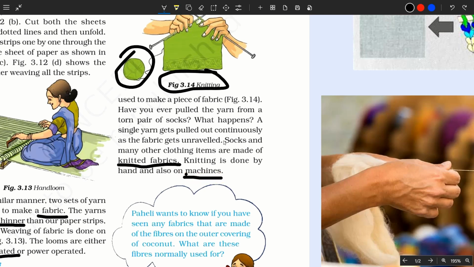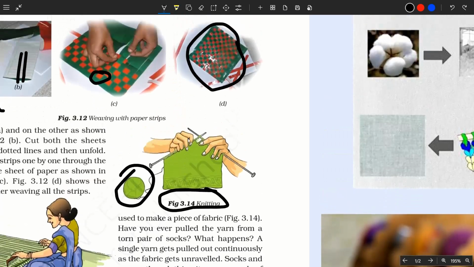Just do it when you are free, and take an old sock. Don't do it with new socks, your mother will scold you. So take an old sock and do this process, and you will come to know what the yarn is. You will separate the yarn and see how the process was continuously done to make that complete sock. You'll come to know by this only.